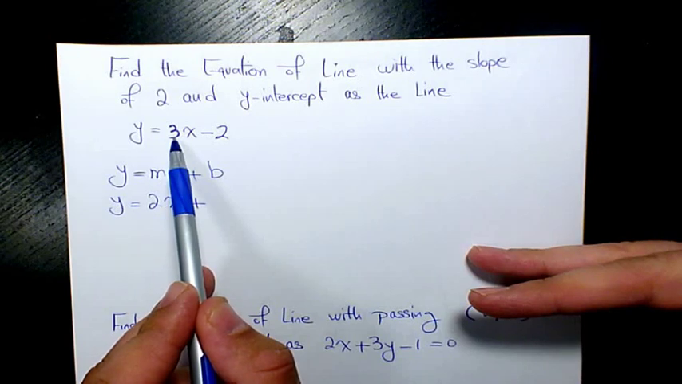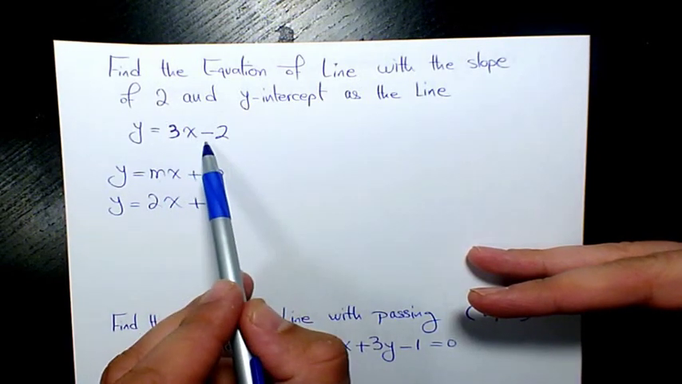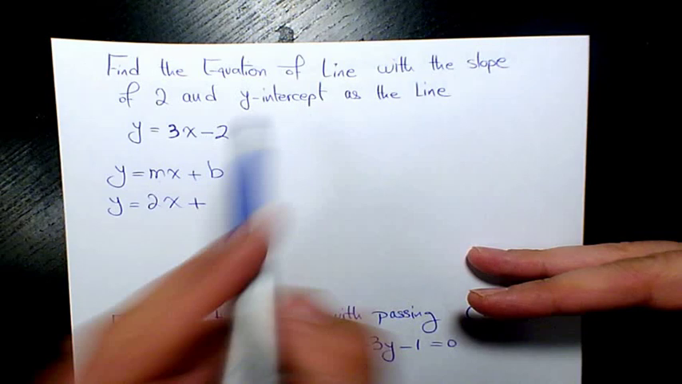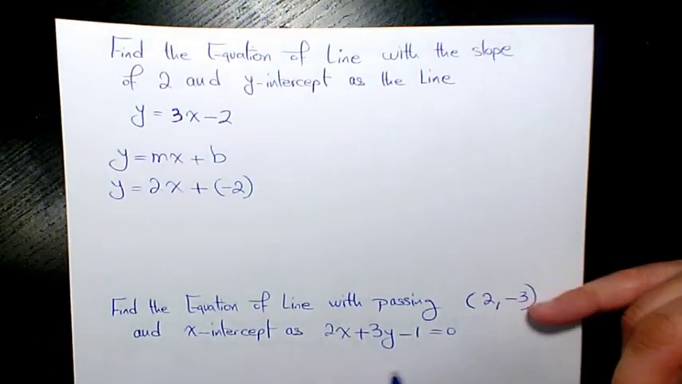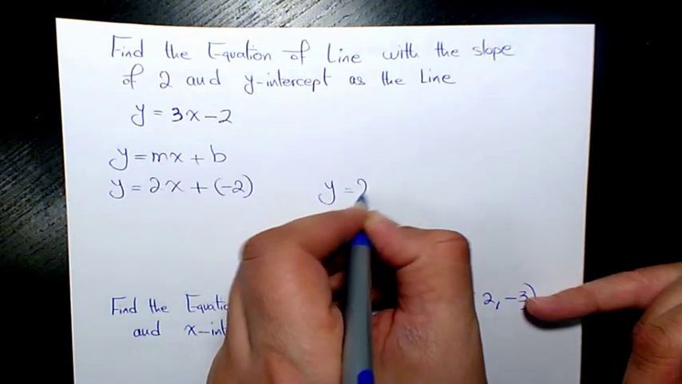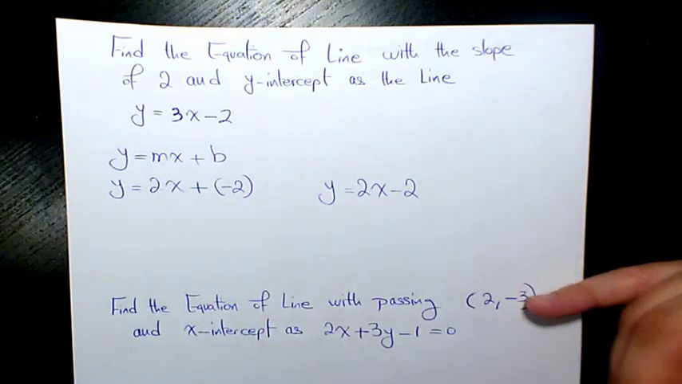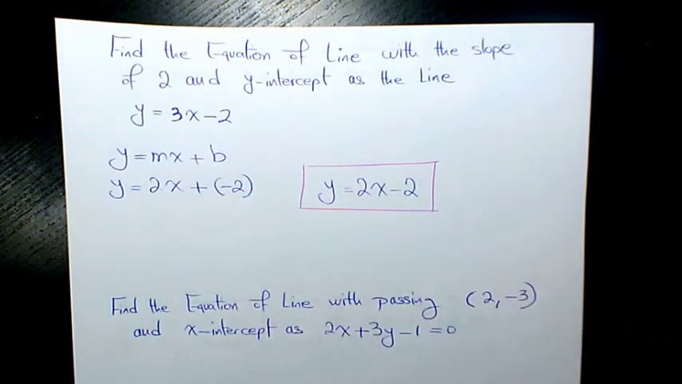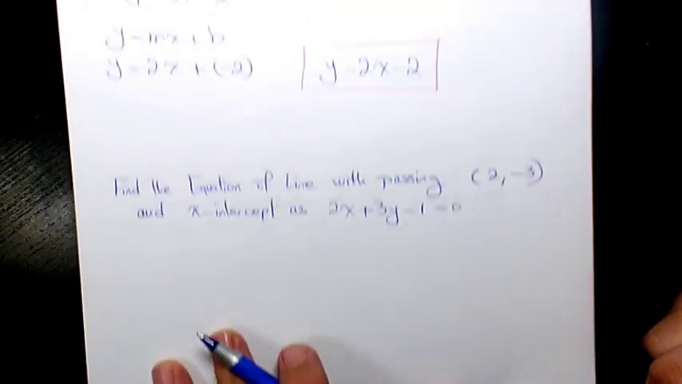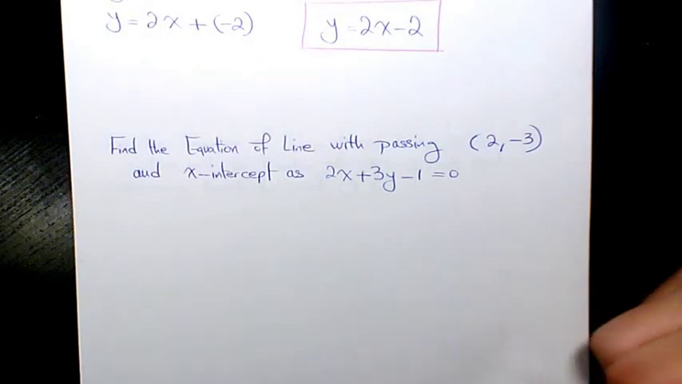The slope for this line is 3, and y-intercept is negative 2. It says that it has the same slope, so it means that b is negative 2. So we're going to write it 2x minus 2. So the slope is 2, and the y-intercept is negative 2.